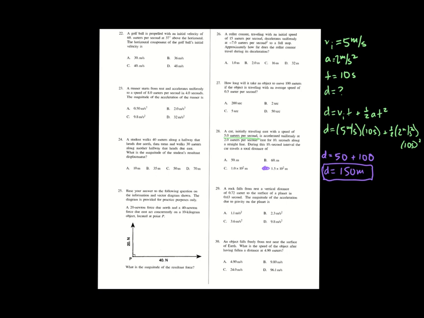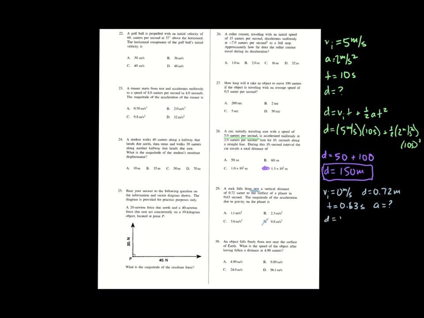Number 29. A rock falls from rest. So it's falling, it's being dropped. It's from rest, so VI is 0 meters per second, because it starts there. It falls a vertical distance of 0.72 meters to the surface of a planet in 0.63 seconds. The magnitude of the acceleration due to gravity on the planet is... as much as we'd like to say it's going to be choice D, it's not. It's not 9.8. That's only 9.8 on Earth, because it's based on Earth's gravity. When you go elsewhere, it's different. So we're actually going to solve for that new acceleration because we're on a different planet now.